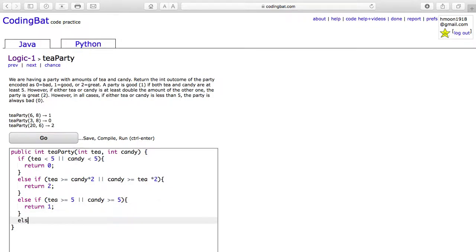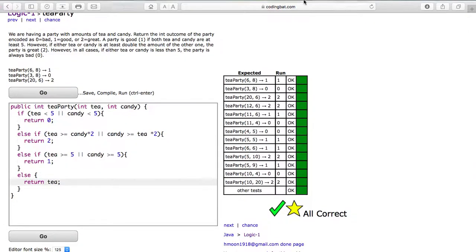And because you need one last if statement, you'll do else return t.